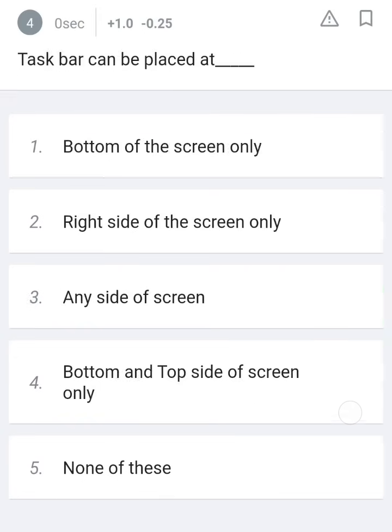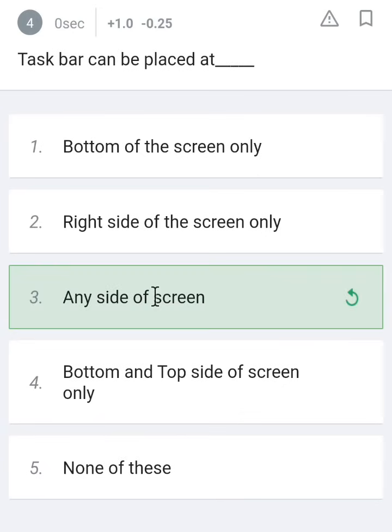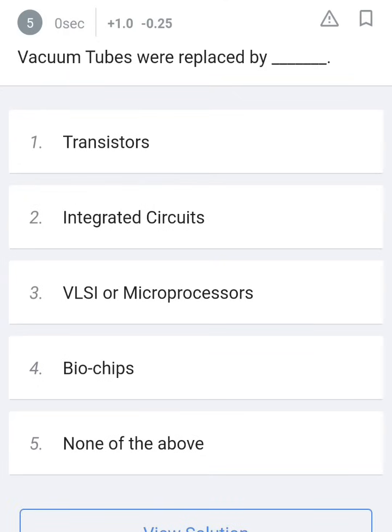Next question, the taskbar can be placed at where? The taskbar menu with start and all programs can be kept at the bottom, right, any side of the screen, top, bottom or top of the screen, or none of these. In settings, you can place it on any side of the screen, that is top or bottom, in settings.